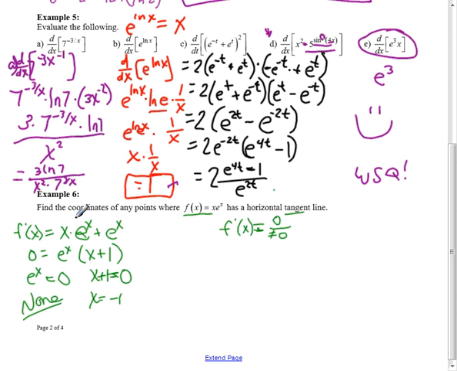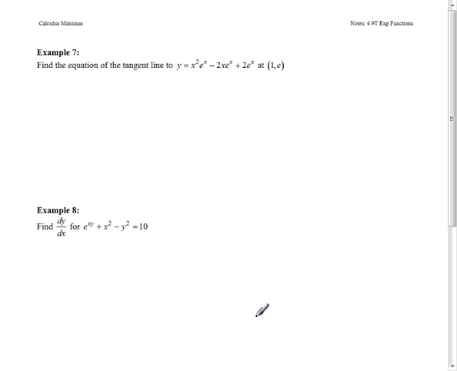And we're trying to find the coordinates of any point. So plug that in. f of negative 1 would be negative 1 times e to the negative 1, or I could write it as negative 1 over e. So that would be my point: negative 1, negative 1 over e. And it's that simple to start off our day. Alright, moving on to example 7.